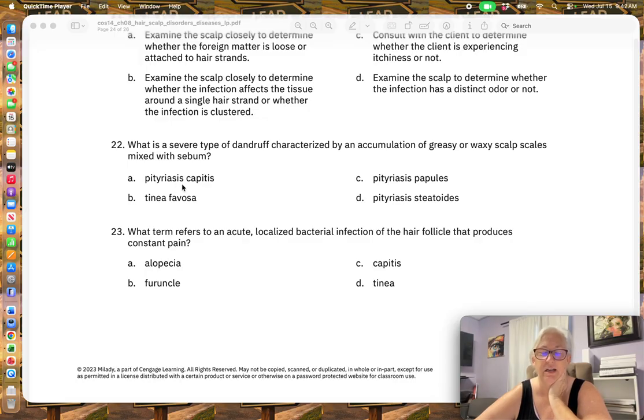What's the difference here is the fact that it's mixed with sebum. That's where the steatoides comes in. So the pityriasis capitis, yes, is dandruff, but pityriasis steatoides is mixed with sebum. So that is going to be your answer for number 22, D, pityriasis steatoides.